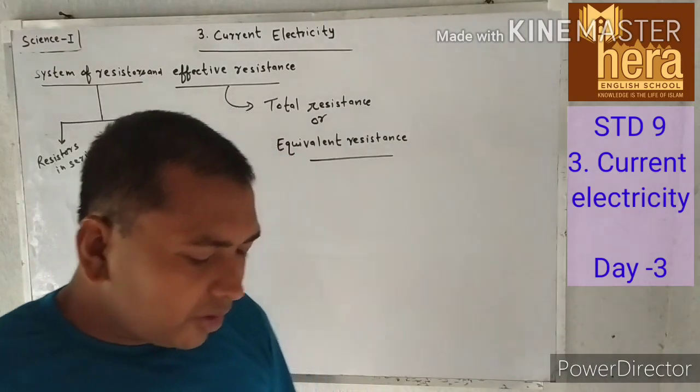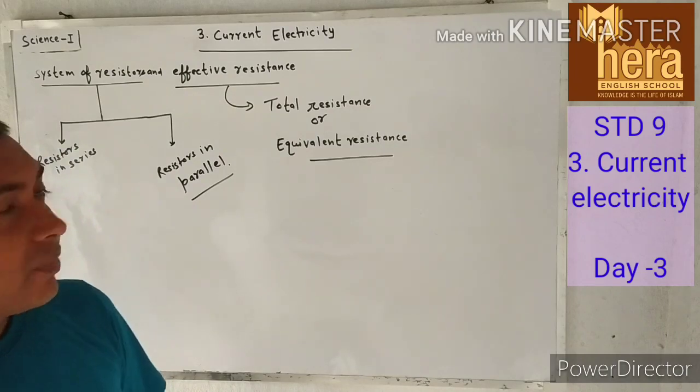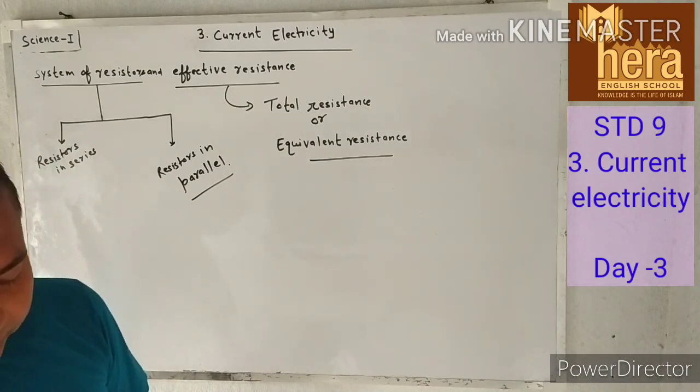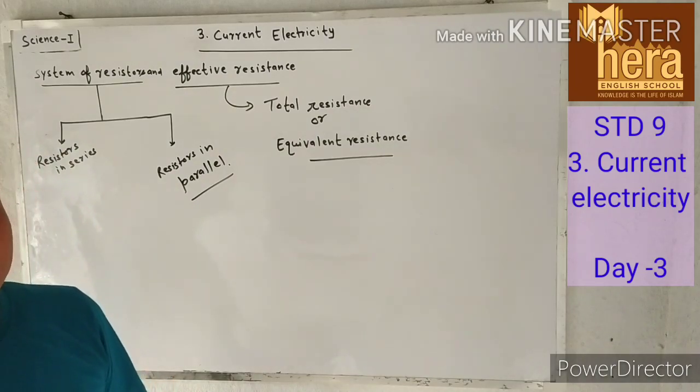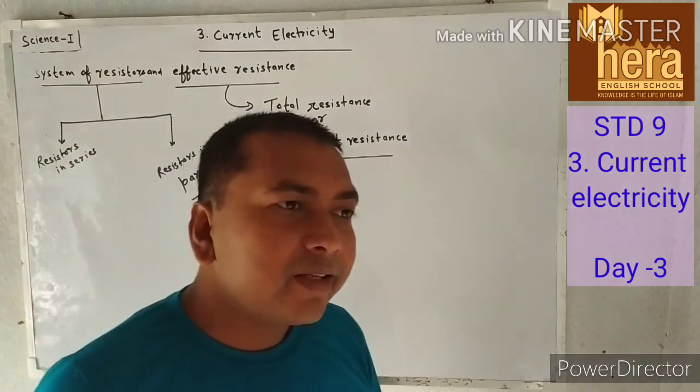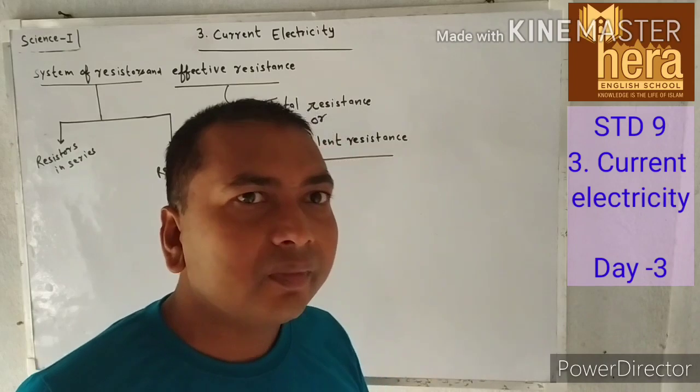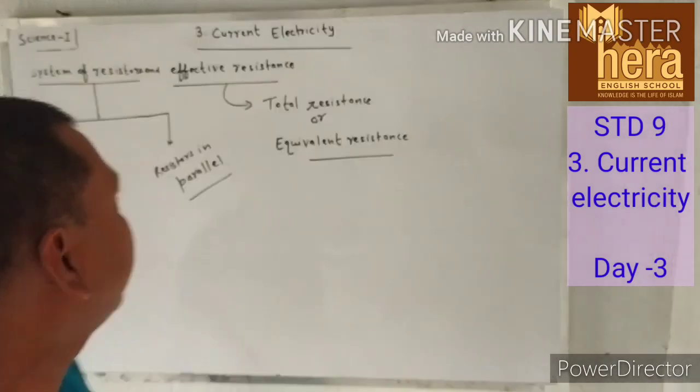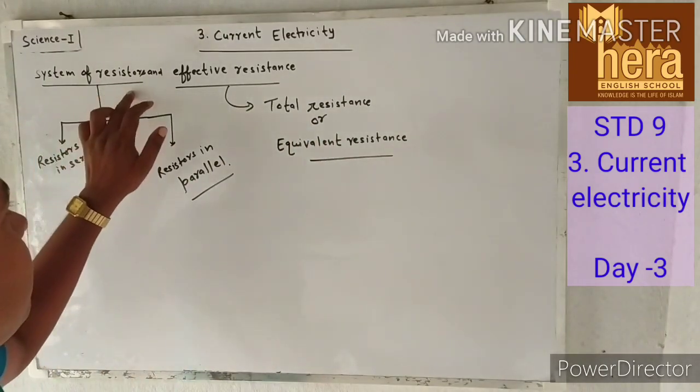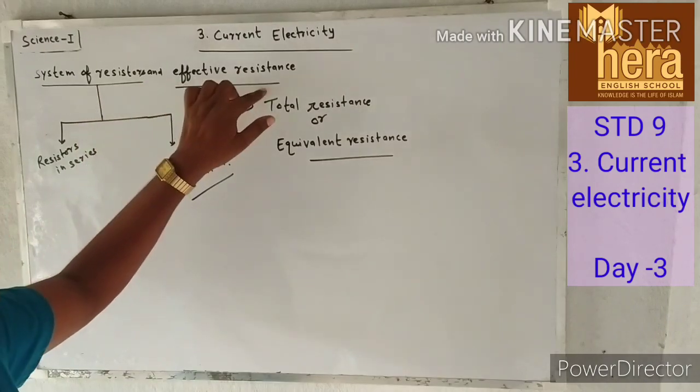So today we are going to discuss chapter number 3, that is current electricity. In current electricity, today we will discuss system of resistors and effective resistance.